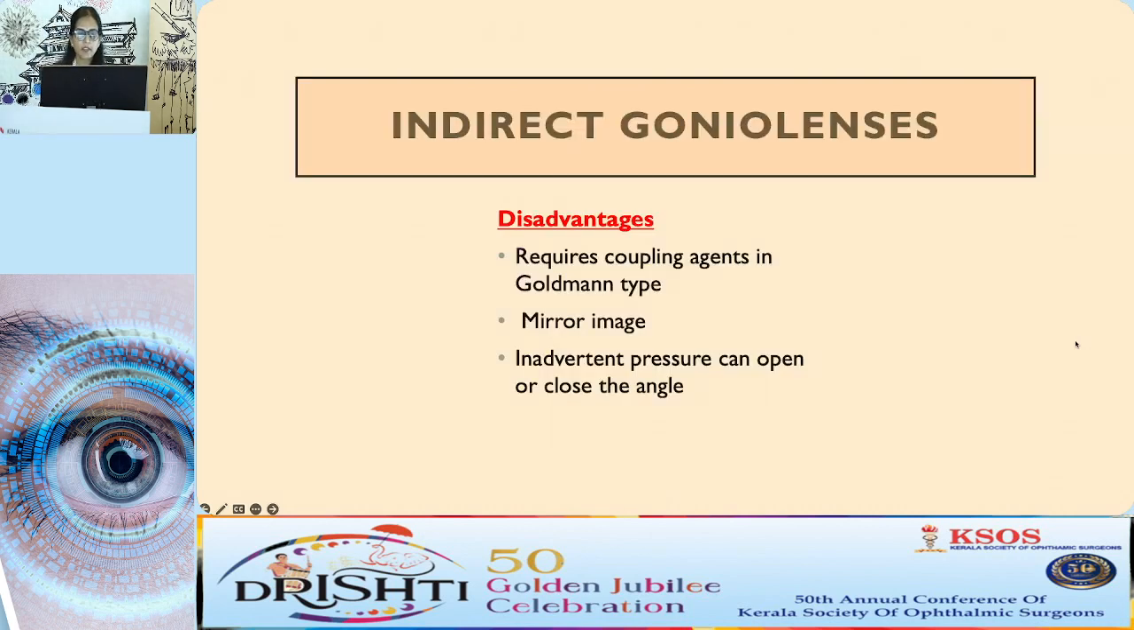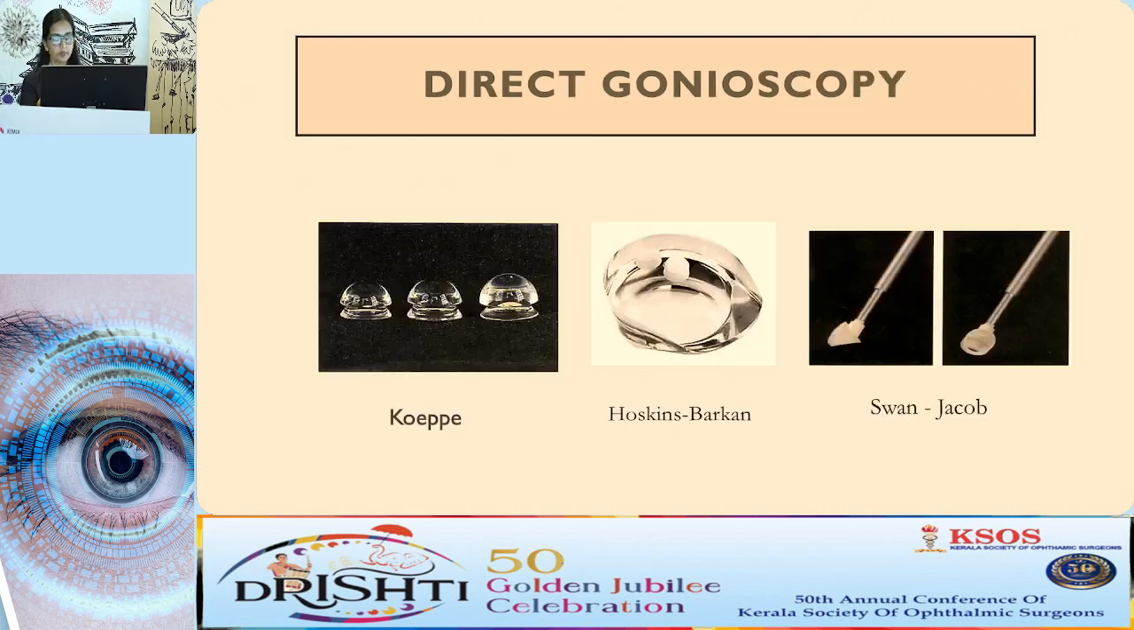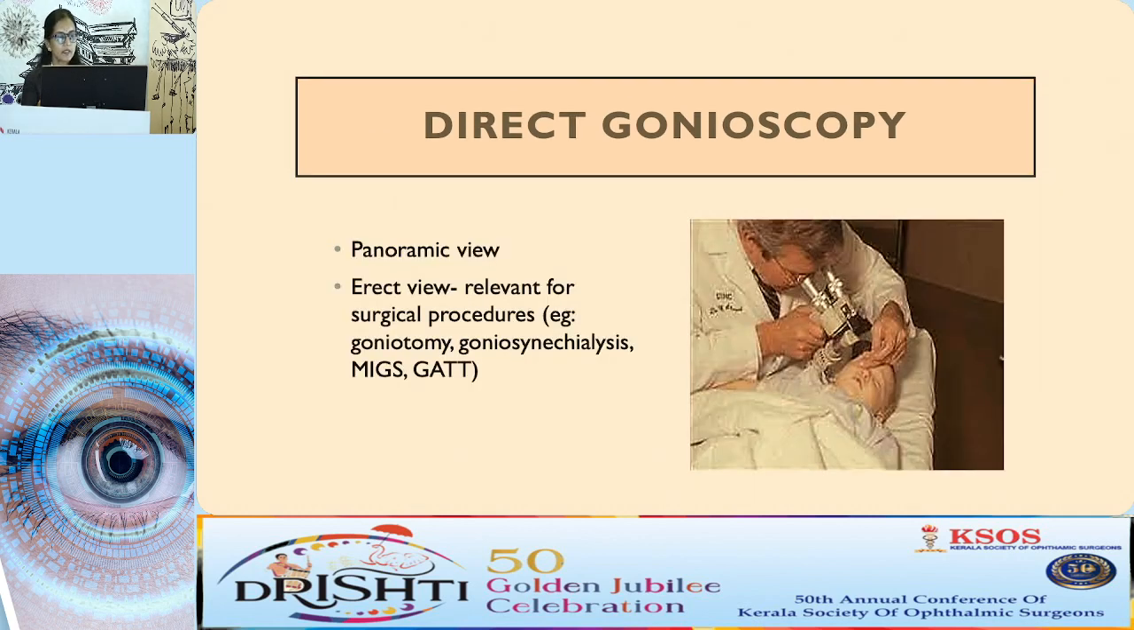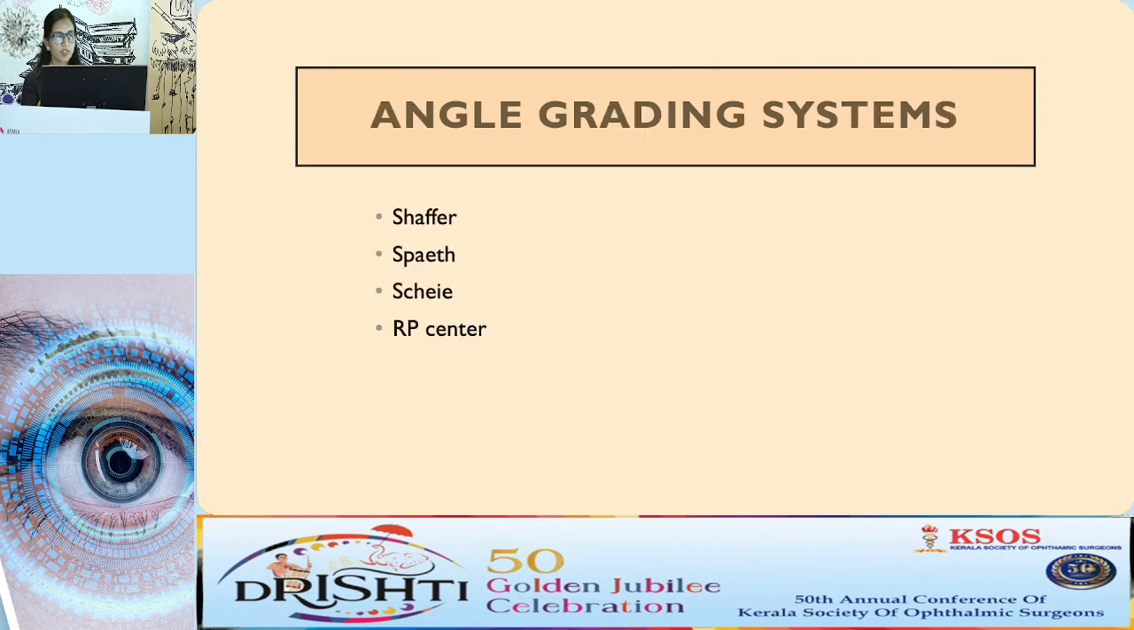Coming to the disadvantages, these indirect lenses require a coupling medium. It has a mirror image and inadvertent pressure can open or close the angle. These are the direct gonioscopy lenses. The advantages are we get an erect panoramic view which is relevant for surgical procedures.